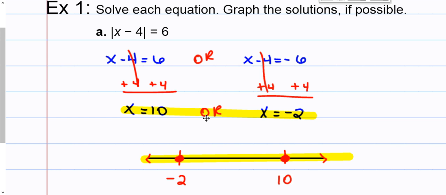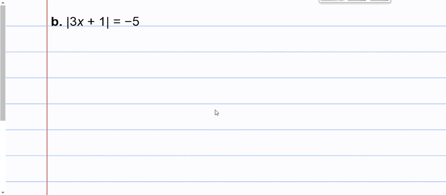All right, let's do another one. Part B, absolute value of 3x plus 1 equals negative 5. So remember, the absolute value makes everything positive. Can it equal a negative? And the answer there is no, it cannot equal a negative. So our answer here is no solution.